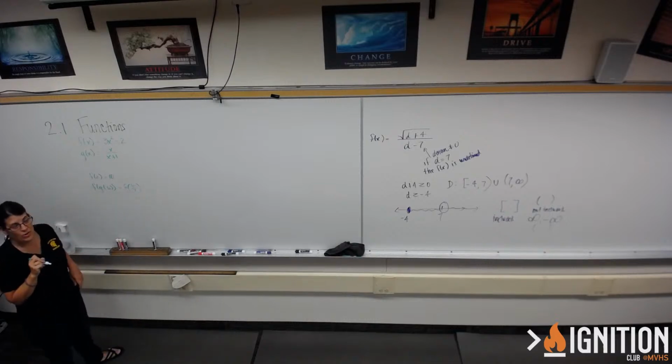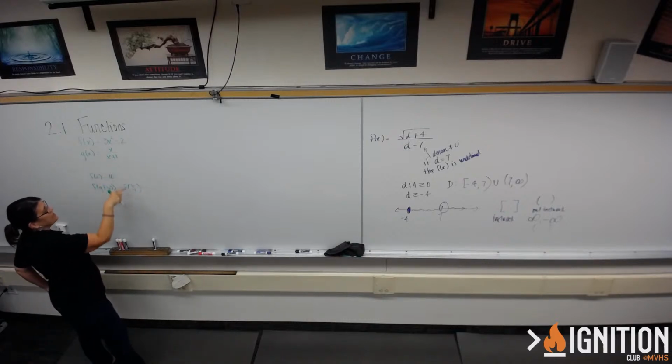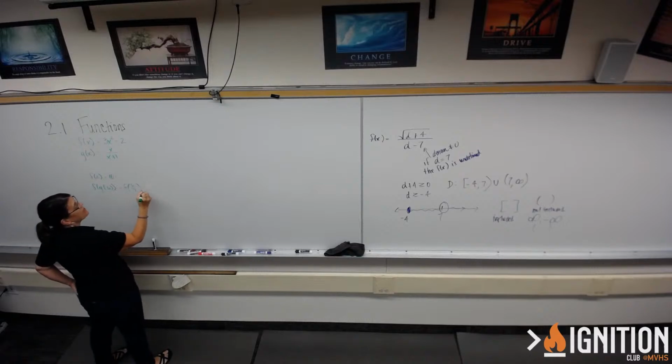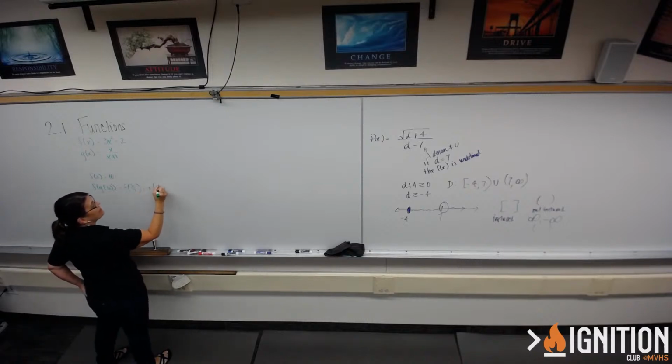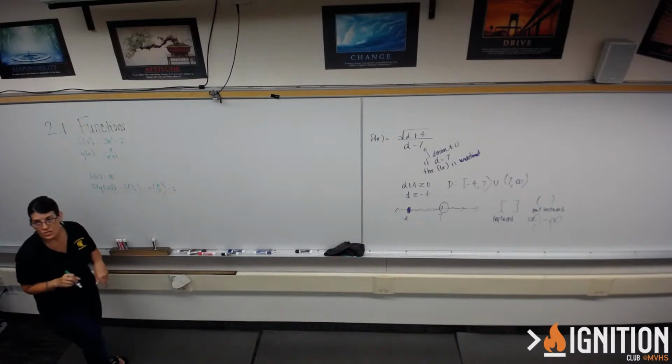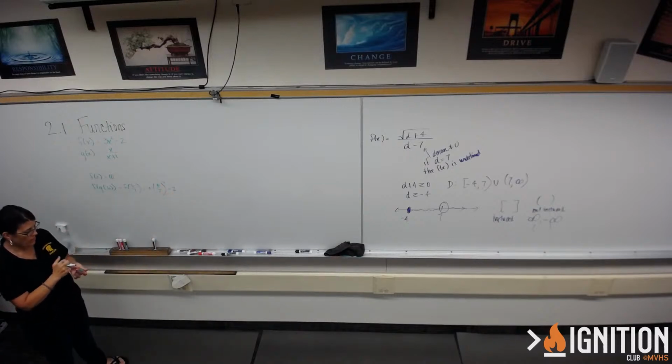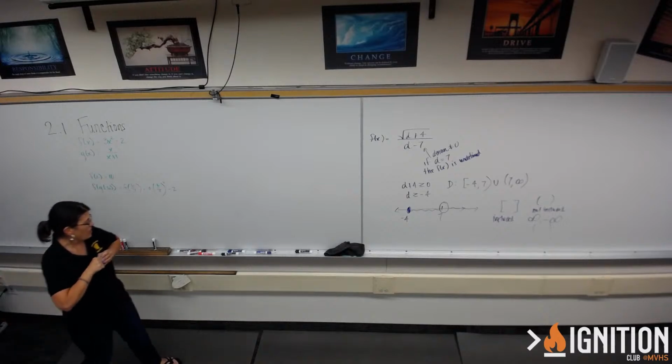I made up some pretty crappy numbers. The g of 6 is 6/7, and now the f of that is going to be 3 times 6/7 squared minus 2, which you can figure out. Plug it into your calculator or whatever.